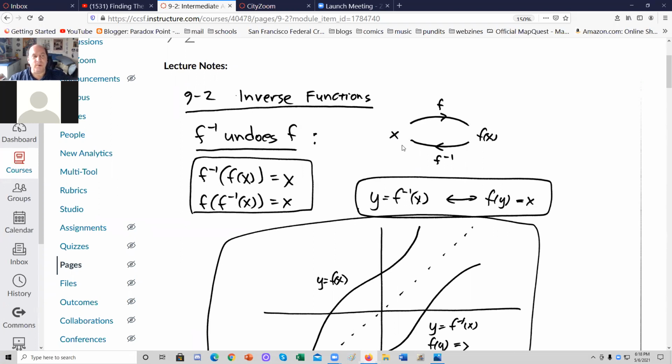They're opposite operations. So y equals f inverse of x if and only if f of y equals x. That's what I mean by them undoing each other.